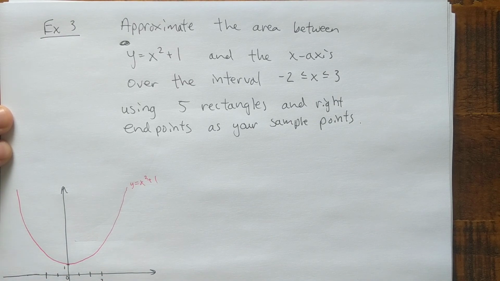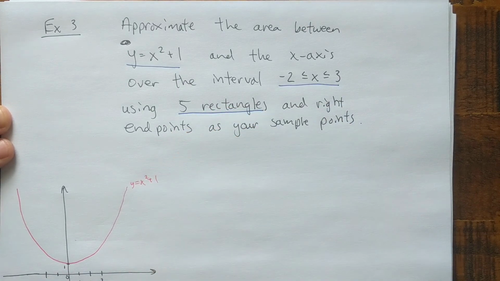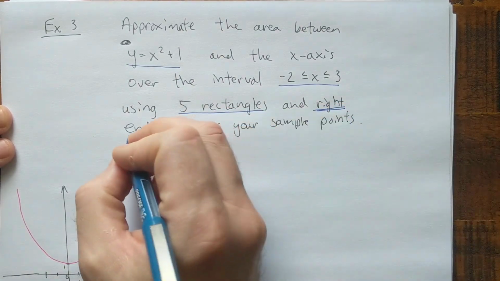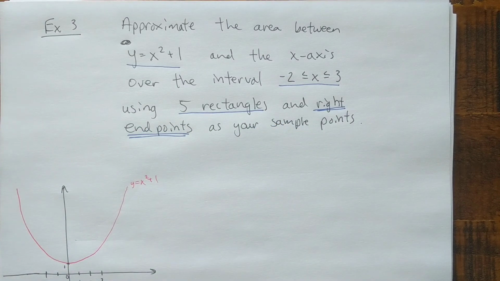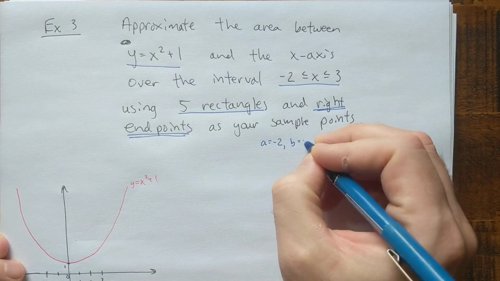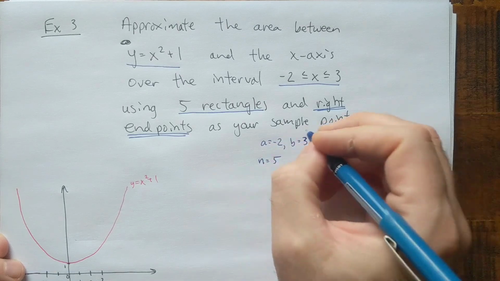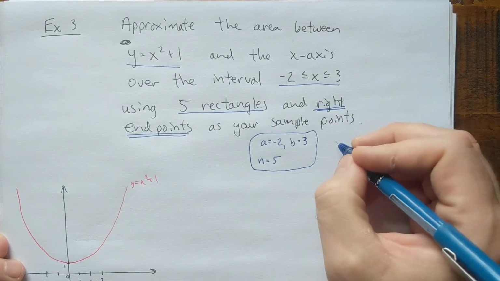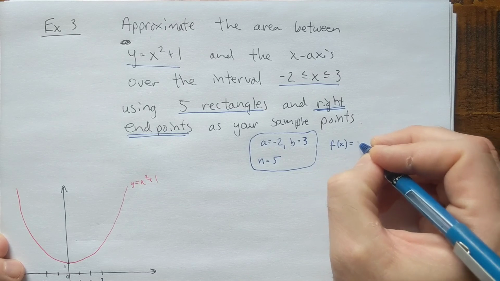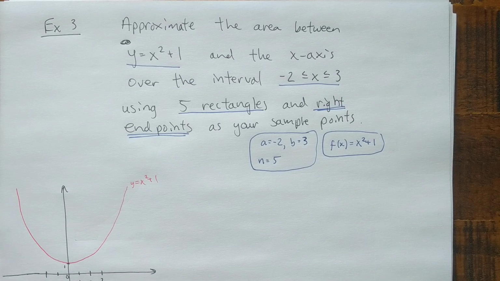So these are the main things we need to pick out from the problem, and the fact that we're using right endpoints is going to come into play when we choose our sample points. Okay, so maybe let's write our information down. So A is going to be -2, B will be 3, N is 5. So this is everything we need for delta x, and then when we compute the heights, we'll need to know that f of x is x squared plus 1.